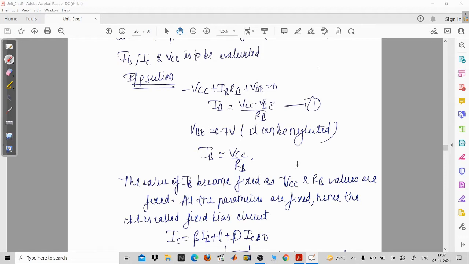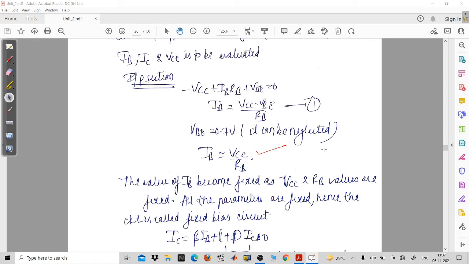Now you can see here VCC is having the constant value. We are not going to change the VCC value, and once the circuit is designed, the RB is fixed. So you are having the fixed value of the IB. That is why this circuit is a fixed bias circuit. Why? Because all the parameters in this circuit are having the fixed value, and because of that the circuit is called a fixed bias circuit.